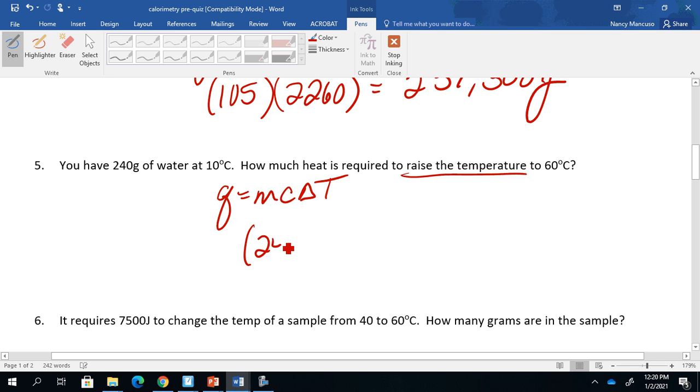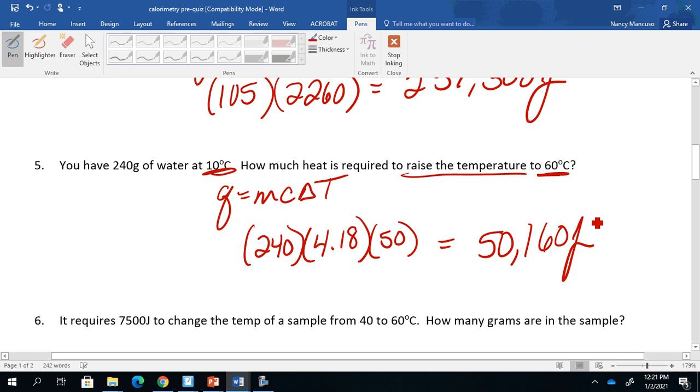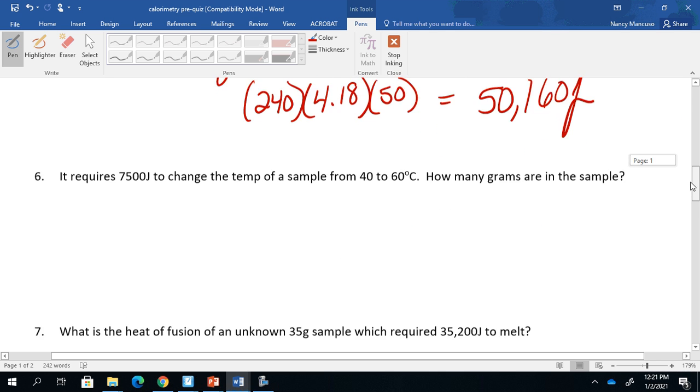All right, my mass is 240. The specific heat of water is 4.18. And then I'm changing from 10 to 60. So the difference between 10 and 60 is 50 degrees. So I'm punching 240 times 4.18 times 50 into my calculator, and I get 50,160 joules. That's how much heat would be required to change the temperature that much.